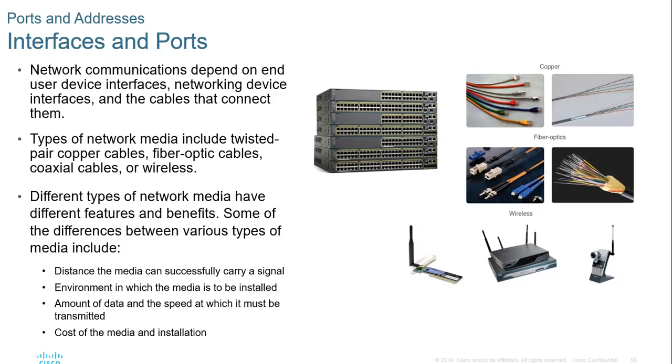Different types of network media have different features and benefits. Some of the differences between various types of media include the distance the media can successfully carry a signal, the environment in which the media is to be installed, the amount of data and the speed at which it must be transmitted, and the cost of the media and installation.